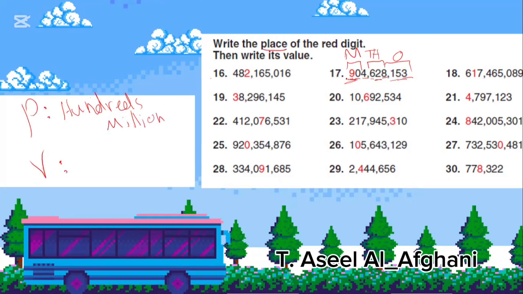The value is taking the number which is asked about, 9, and all of the numbers on the right side will be zeros. So 0 still 0, 4 will be 0, 6 will be 0, 2 will be 0, 8 will be 0, 1 will be 0, 5 will be 0, and the 3 will be 0. So we have 1, 2, 3, comma, 1, 2, 3, comma. So this is what we have. Because it is in hundreds millions, so it is 900 million.